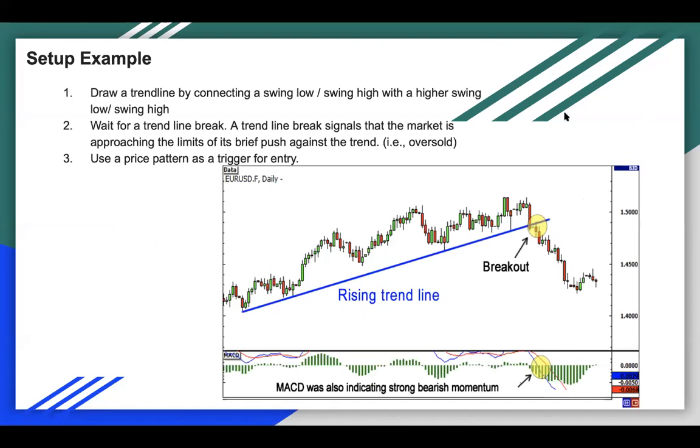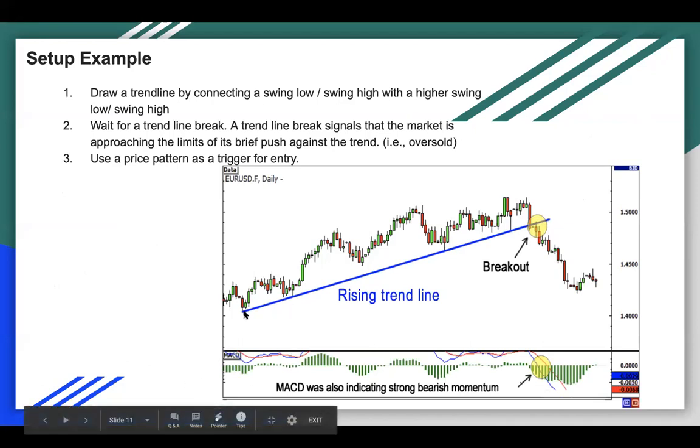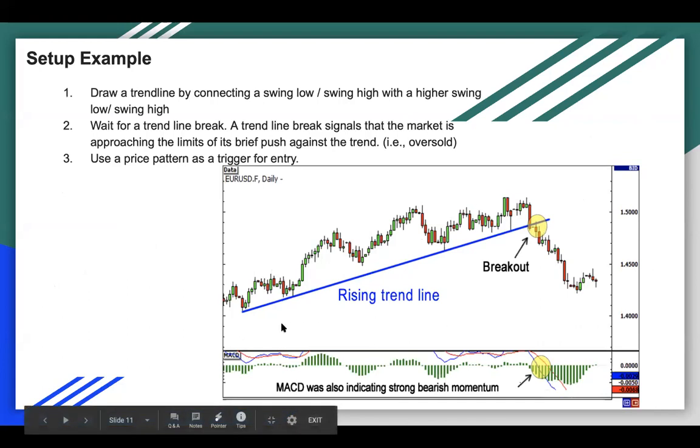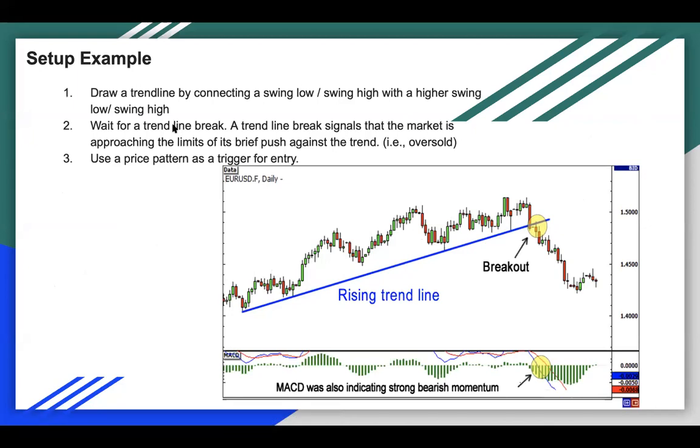So this is what a rising trend line is. If you draw a trend line by connecting the swing lows, or just the lows of the swing, this movement to the upside is called a swing. When you're looking at swing lows, you're looking at the lowest points of that whole swing. You can create a trend line going all the way up. You wait for the trend line to break. A trend line break signals that the market is approaching the limits of its brief push against the trend.